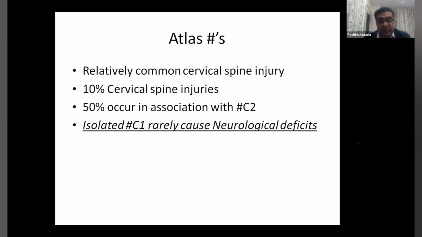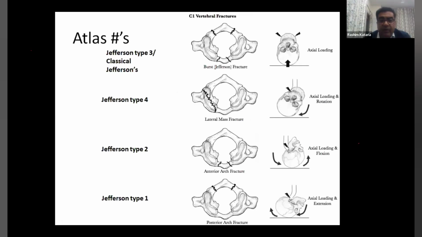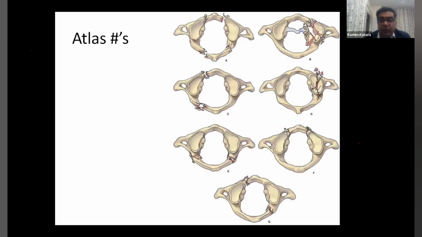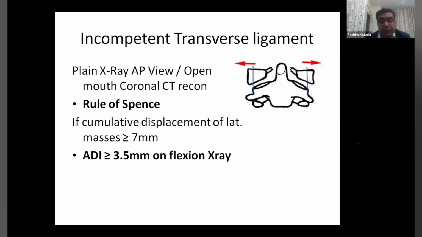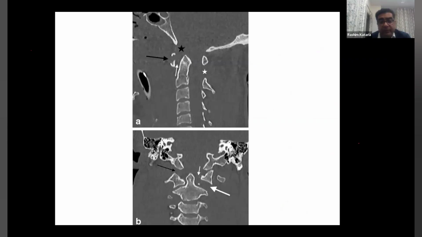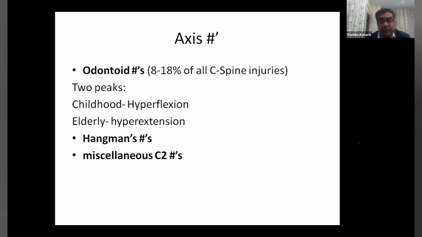Fracture of the atlas. Surprisingly, the isolated fracture of C1 rarely causes neurological deficits, so we can wait. This is the atlas fracture, Jefferson types 1, 2, 3, 4. When the Jefferson fracture is associated with transverse ligament injuries, then we might have to go in for surgery. Most heal satisfactorily with orthosis. Okay, the rule of Spence is to know the integrity of the transverse ligament. This I will skip in the interest of time.